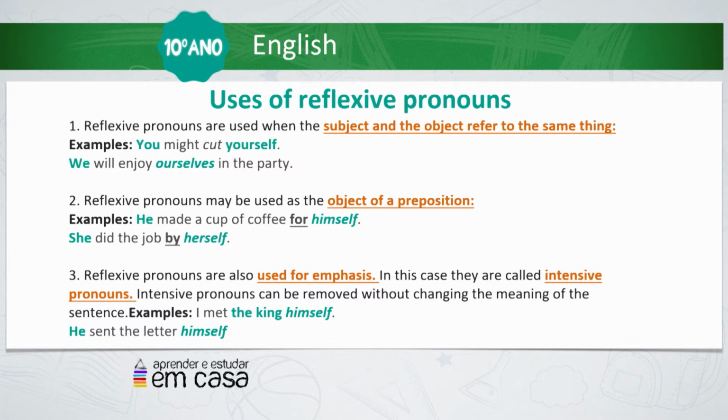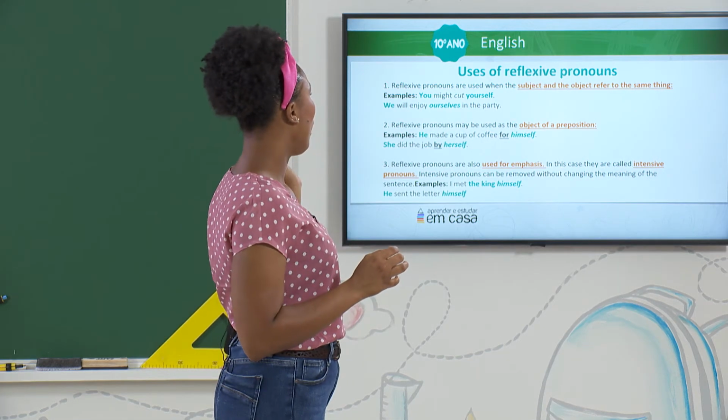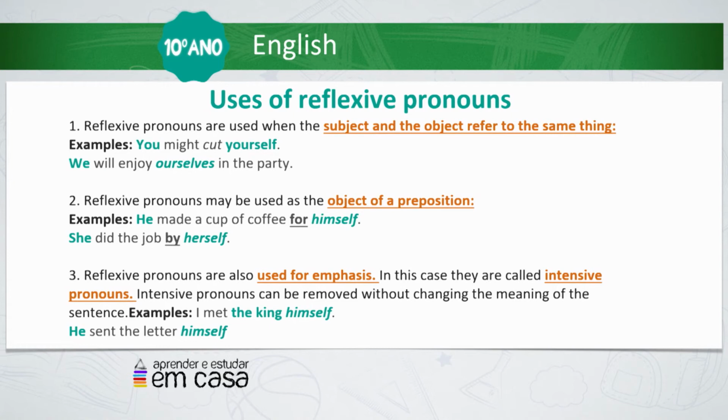And three, reflexive pronouns are also used for emphasis. In this case, they are called intensive pronouns. And intensive pronouns can be removed without changing the meaning of the sentence. For example, I met the king himself. He sent a letter himself. In this case, if we remove himself from the two sentences, it will not change the meaning. That's why it's an intensive pronoun.